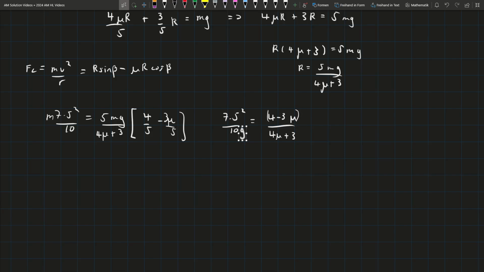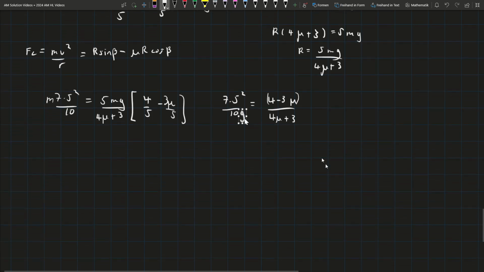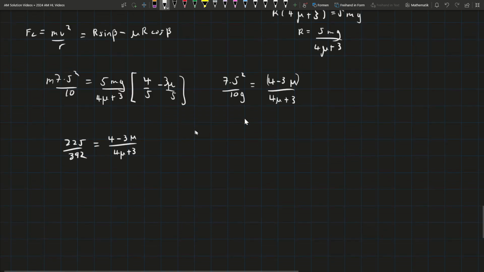So 7.5 squared over 10 times 9.8. That'll give us, okay, it's kind of a weird number. It's 225 over 392. Obviously, you could probably get a decimal on this, I just like to be really accurate. That's going to be equal to 4 minus 3 mu over 4 mu plus 3. We can just cross multiply now. So 225 times 4 mu plus 3 equals 392 times 4 minus 3 mu.